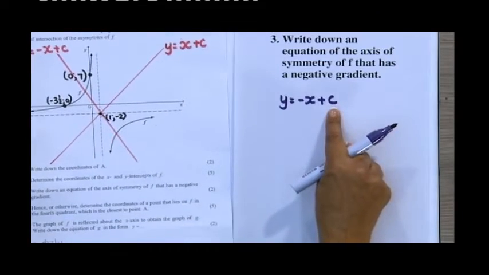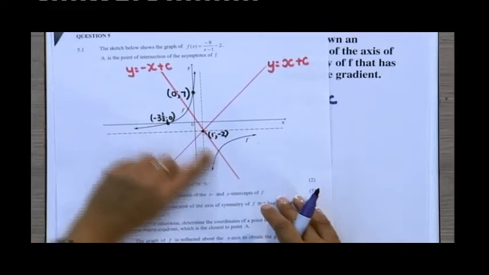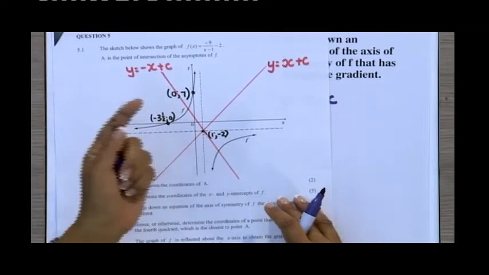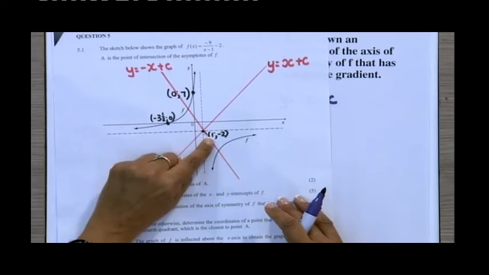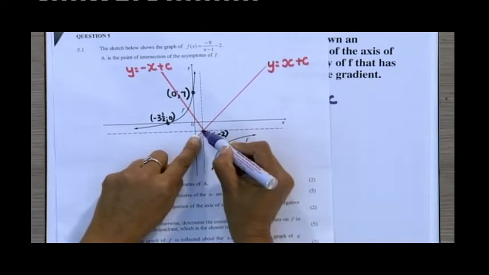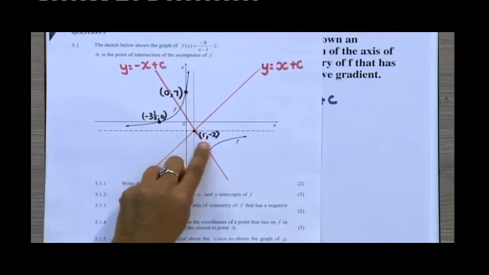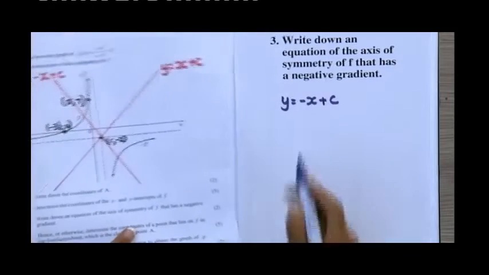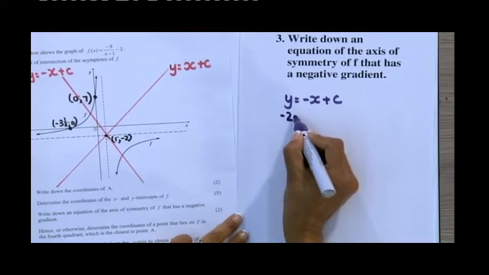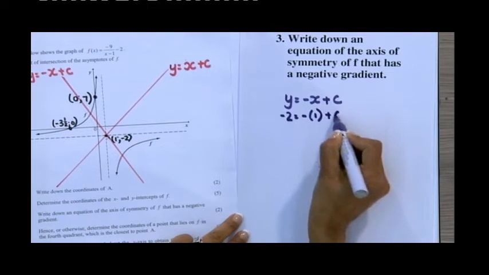You don't know what c is, so you are going to substitute a point on this axis of symmetry, and the only point that you have is 1 and minus 2. So the point that you substitute will always be the point where the two asymptotes meet. So x is 1 and y is minus 2. So you substitute minus 2 in the place of y, and you substitute 1 into the place of x.